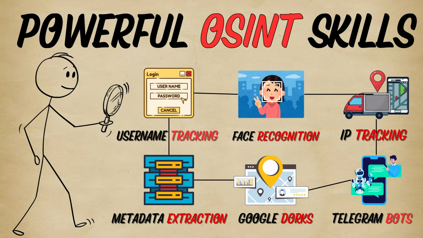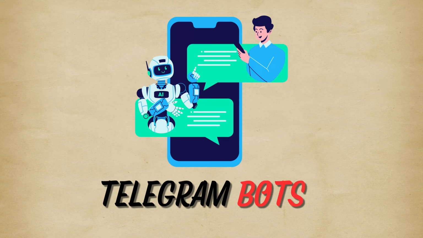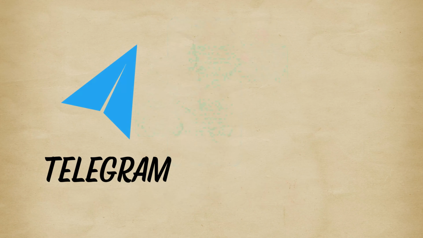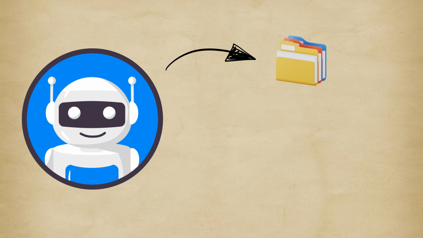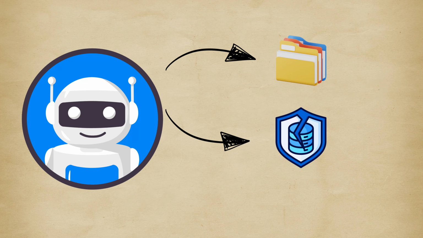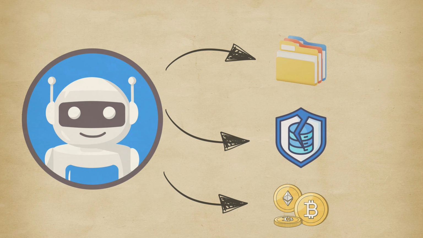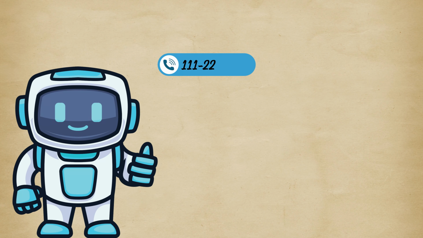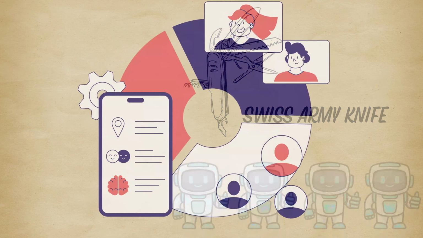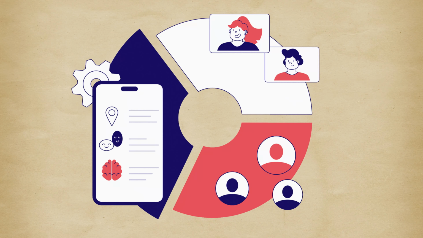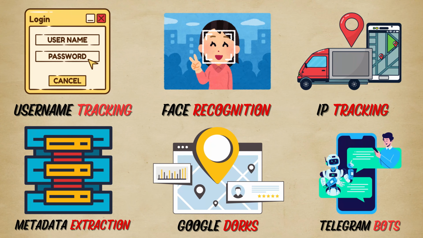And finally, Telegram bots, the secret OSINT weapon of 2025. Telegram isn't just for chatting. It's loaded with bots that can scrape public data, scan breached databases, or even monitor cryptocurrency transactions. Some bots can take a phone number and check if it's linked to multiple accounts. The most skilled OSINT pros use these bots like Swiss Army knives, connecting multiple data points from different platforms into a single profile.